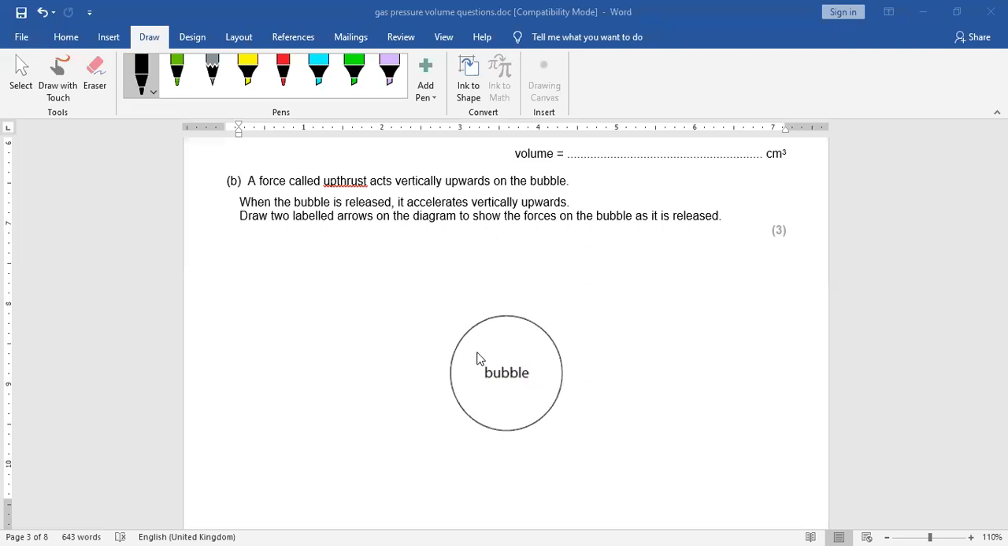Okay, we are going to continue with this one. A force called upthrust acts vertically upwards on the bubble. When the bubble is released, it accelerates vertically upwards. Draw and label arrows on the diagrams to show the forces on the bubble as it is released. So first, every object has its amount of mass. It means it has its amount of weight. So this is the weight and this is the upthrust force, U or upthrust.